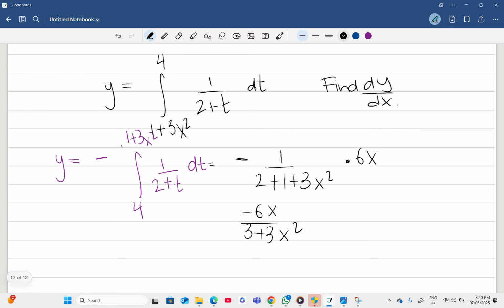If you want, just do it like this, and then at the end just write d by dx here and show that it cancels with the integral. So this is my final answer.